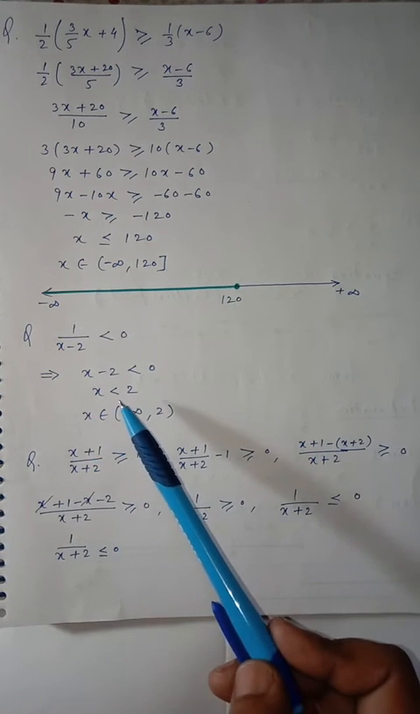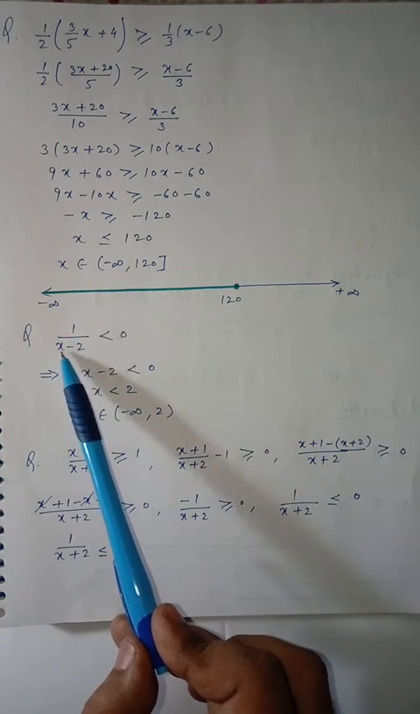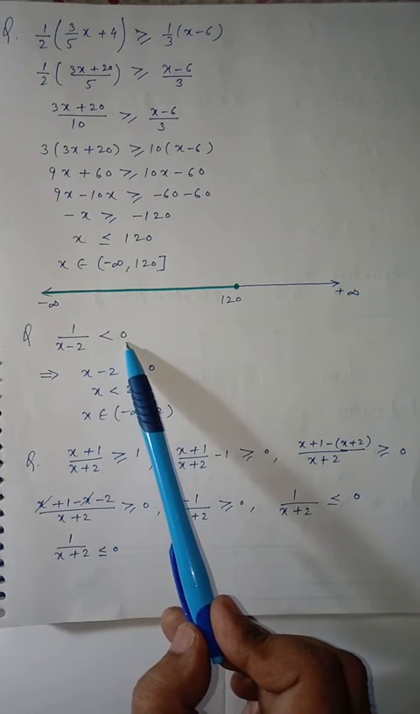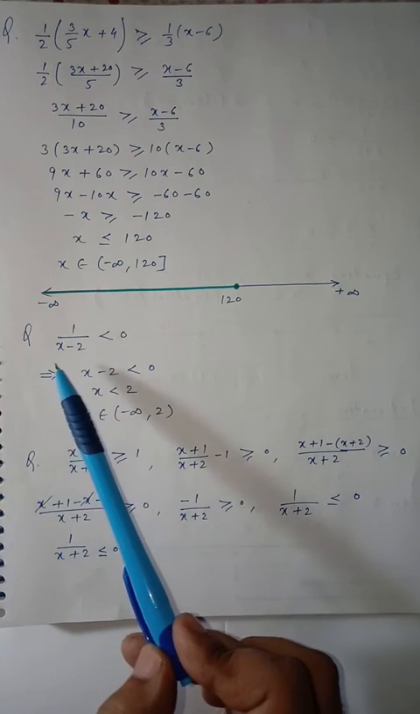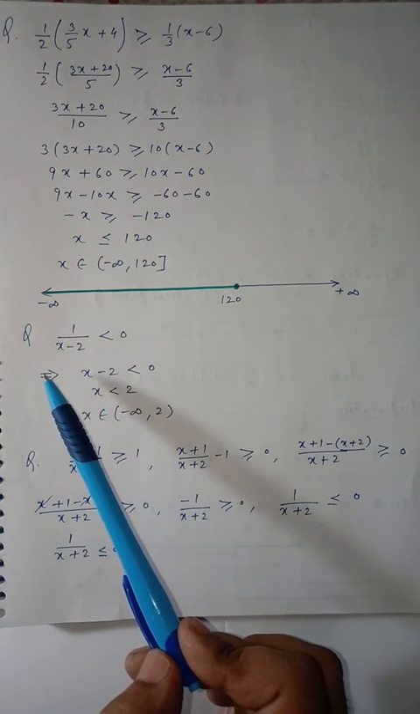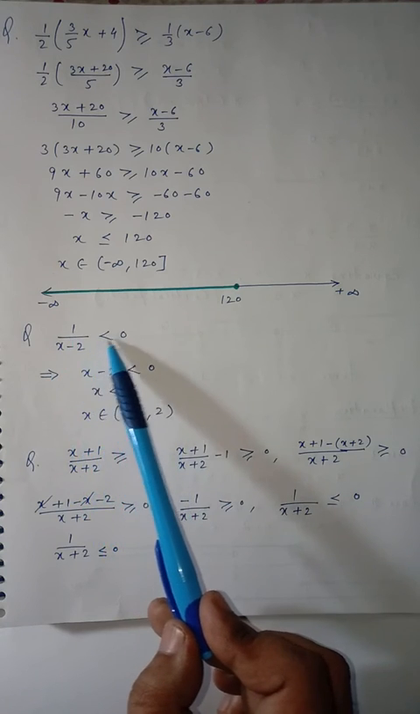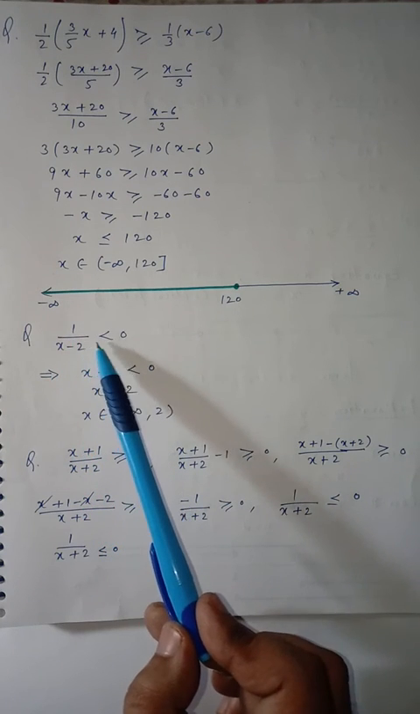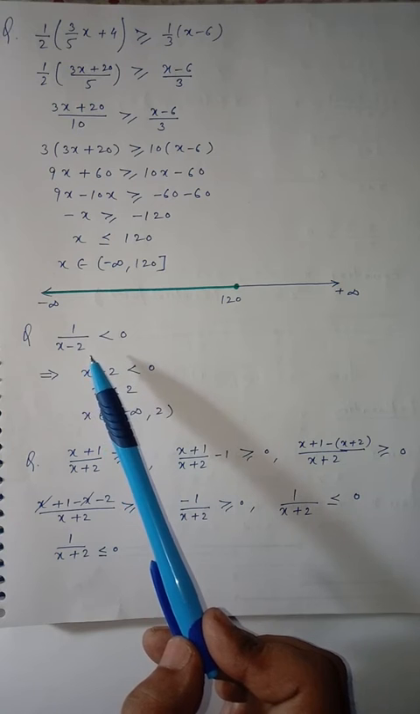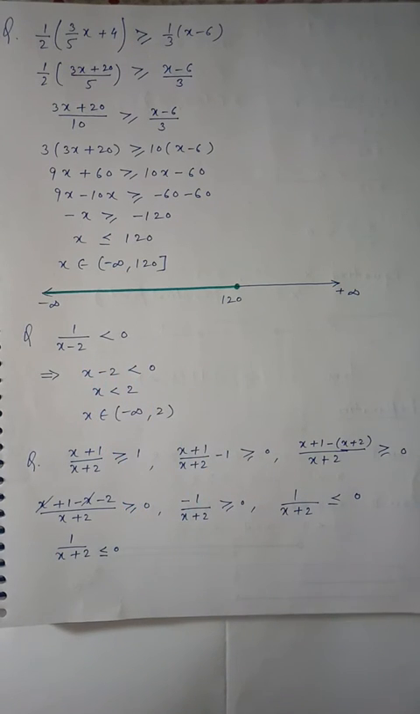Now take this one, very interesting. What is the solution when 1 upon x - 2 is less than 0? What is given? Just think about it. Now don't cross multiply it, otherwise you will get 1 less than 0. This is wrong. So we will understand this by using this concept.